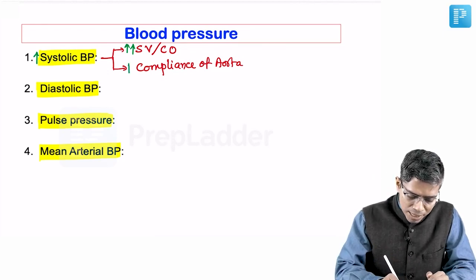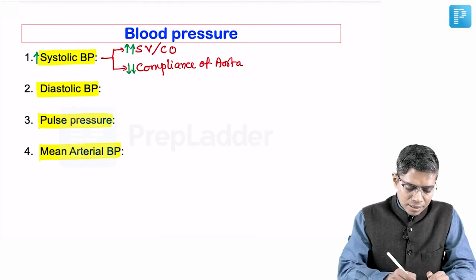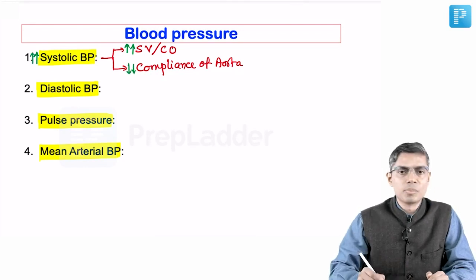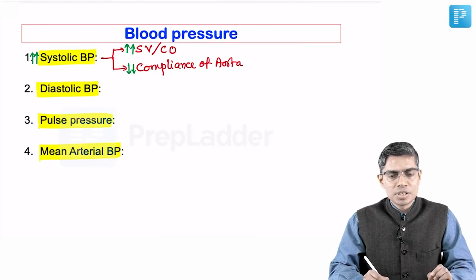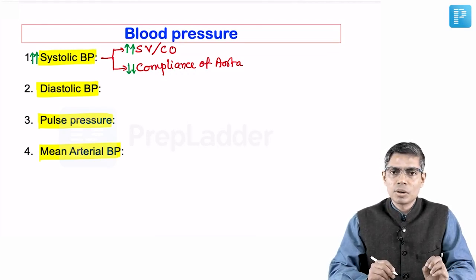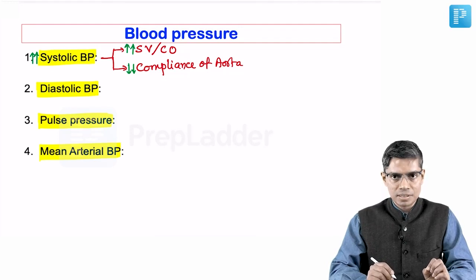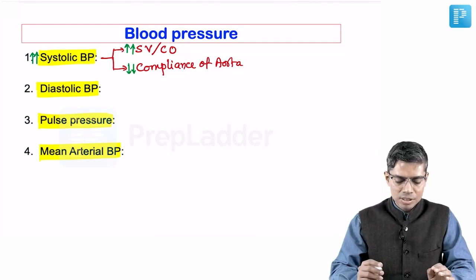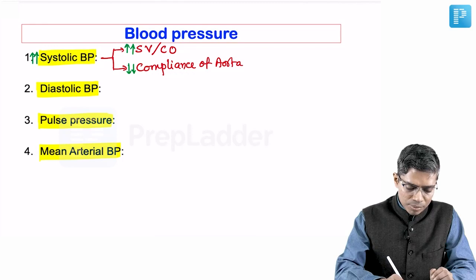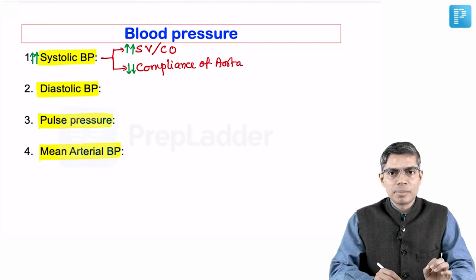Similarly, if the compliance is lesser, then the systolic blood pressure will be more and more, means systolic blood pressure is inversely proportionate to the compliance of aorta and major vessels. I'll discuss what is the meaning of this compliance and how it is related, okay? But for the timing, you remember the different parameters.